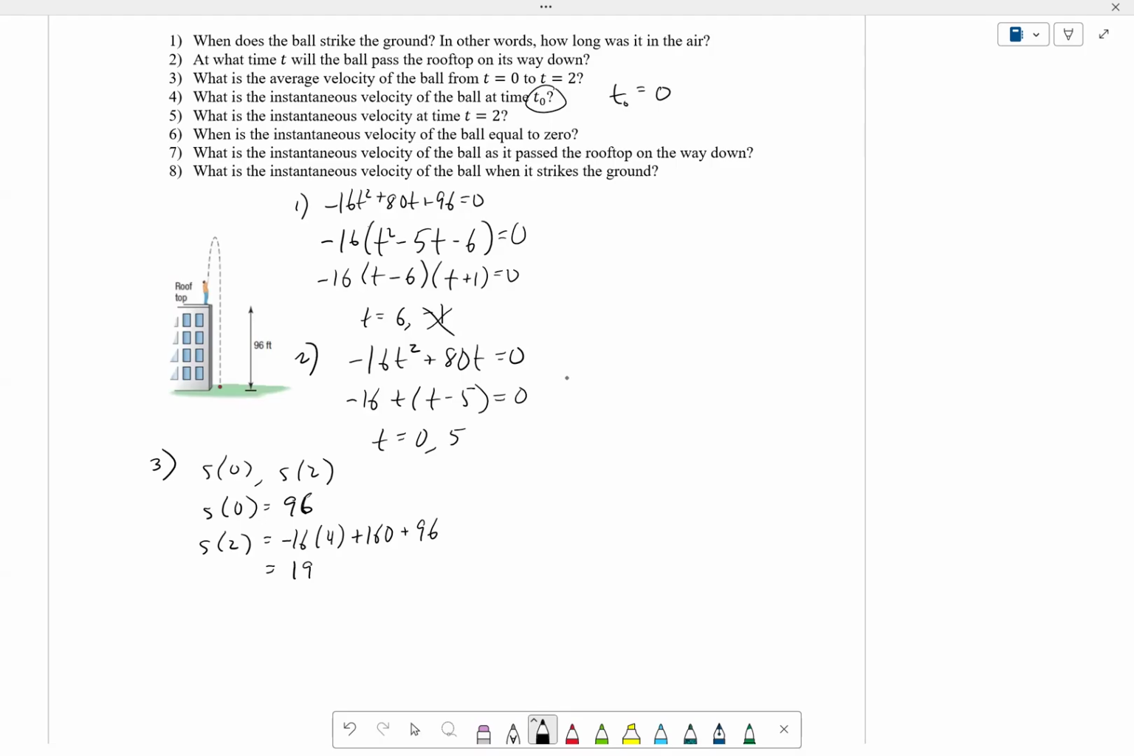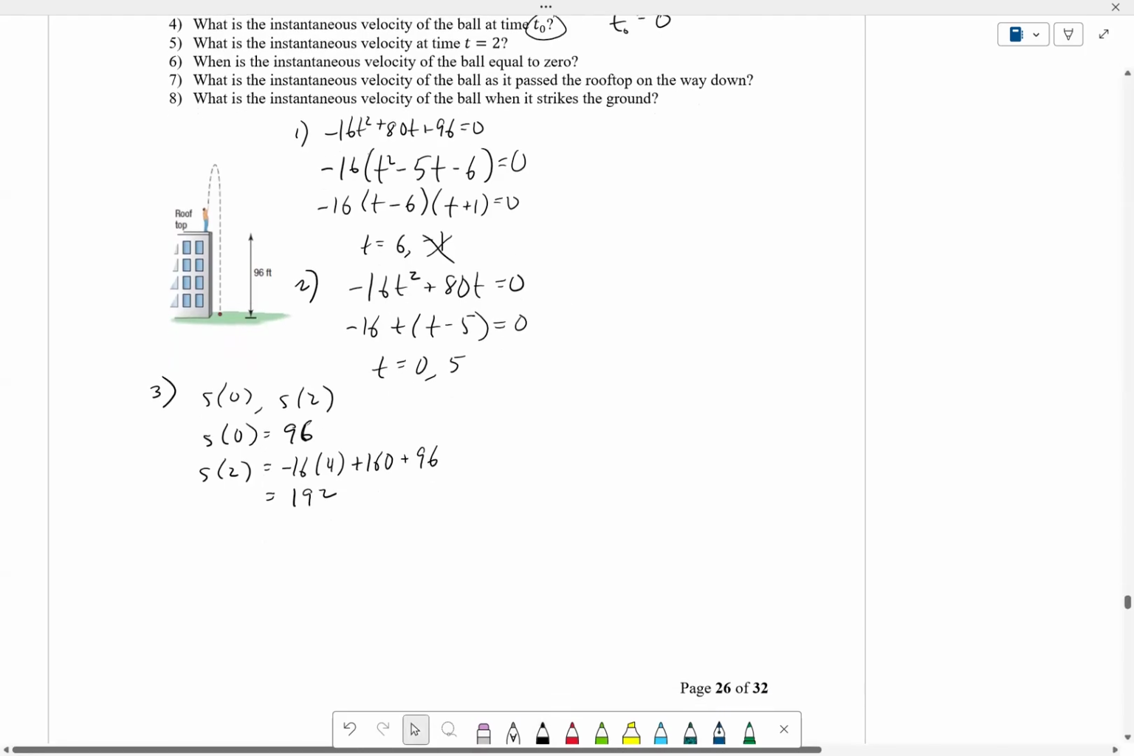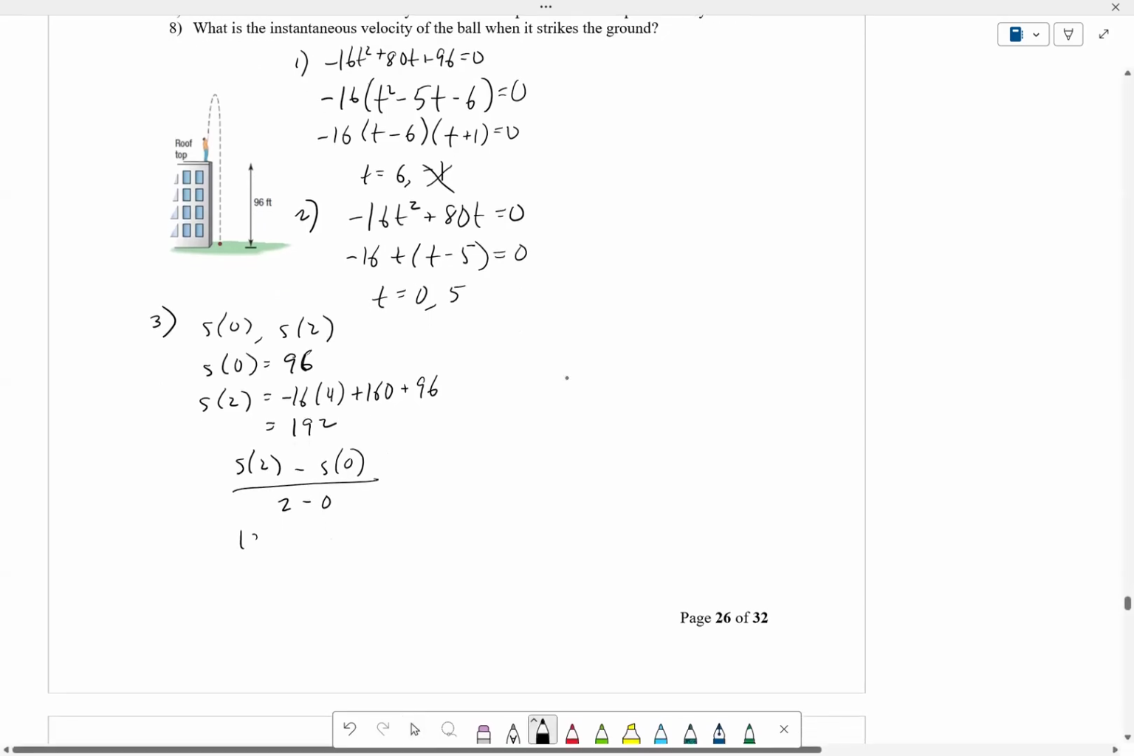192. Okay. So to get the average rate of change, I'm going to take this 192, and I'm just going to go ahead and mark that in general form. So we have 192 minus the 96, divide that by 2. 192 minus 96 is 96. So 96 divided by 2 is 48. 48 feet per second. That's the average.